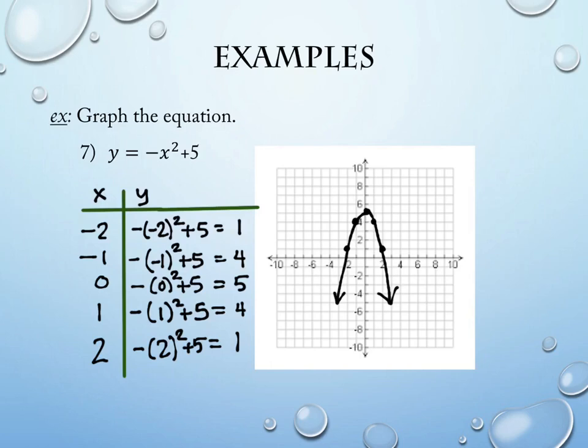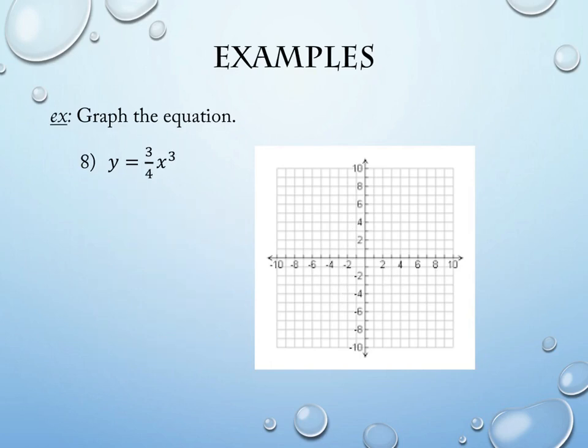Now, 8's a little more interesting. The reason that 8's interesting is because I have a fraction involved, to be honest. The cubes also makes it a little interesting, but the fraction involved makes it kind of weird. On this one, it happens to still work out really nicely to pick values that are negative 2, negative 1, 0, 1, and 2. But it certainly seems like maybe picking a value of negative 1's not so nice.